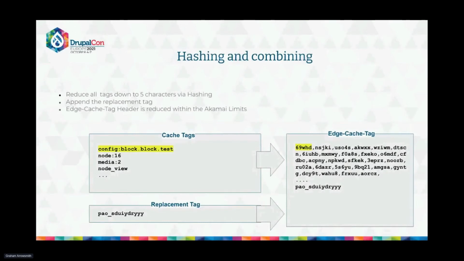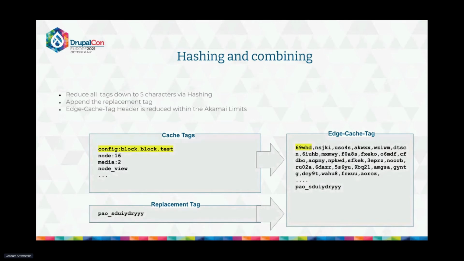So for the hashing, we decided that once we have removed all the tags and got our replacement tag, we will create 5 character hashes using a base 64 algorithm, and then we will put that in all of the data in the edge cache tag header. So our final edge cache data will look like some small tags and a big identifier, which is a replacement for all the other tags.